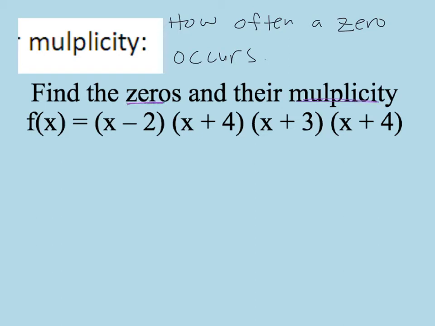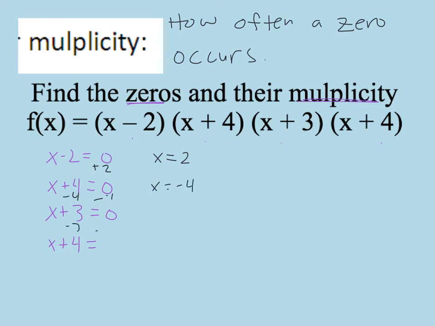I'm finding zeros. All these are being multiplied together, so if one of these is 0, then the whole thing is going to be 0. So I can put x minus 2 equal to 0, because the zeros of my function are where it crosses the x-axis. This again would be when each one of these individual factors is equal to 0. For the first one I have to add 2, so x is equal to 2. This next one I have to subtract 4 on both sides, so x is equal to negative 4. This next one I have to subtract 3, so x is equal to negative 3.